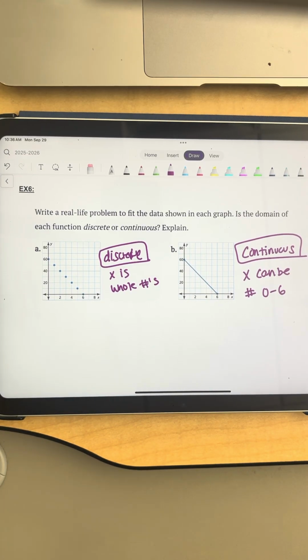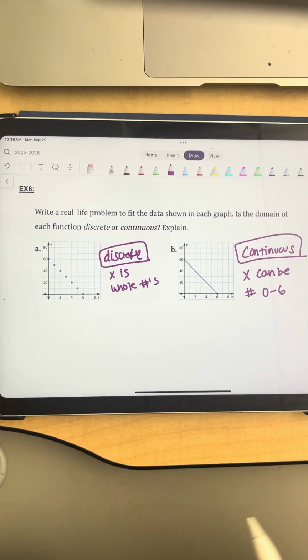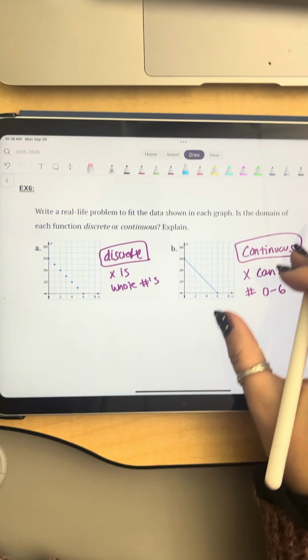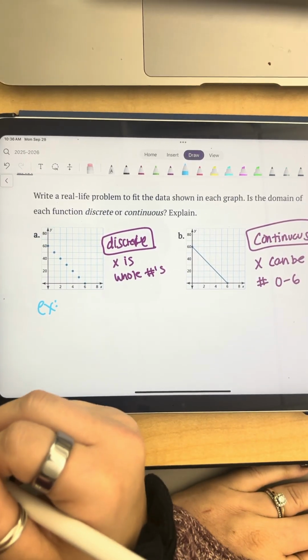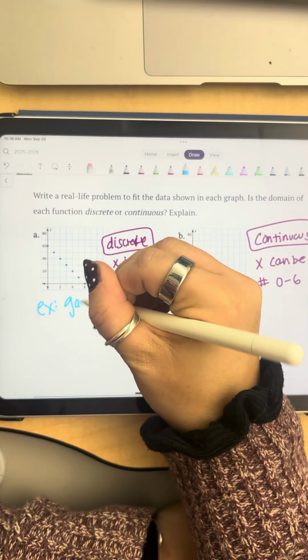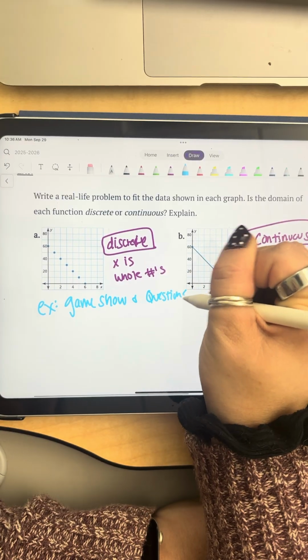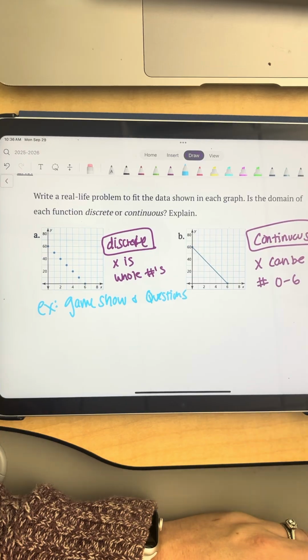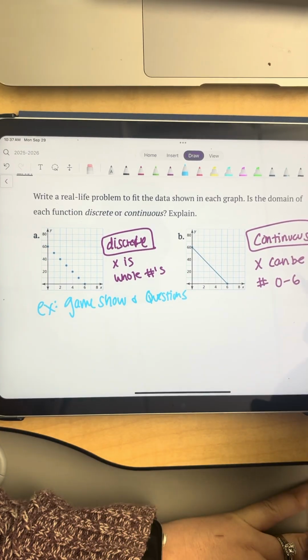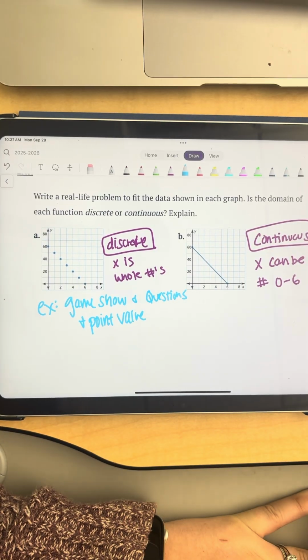Okay, so if we think about what is a real life situation that I would use for both these graphs. So obviously there's not one perfect answer. You can try to think of a couple examples of why this would be discrete or continuous. So I would say maybe a couple examples of discrete, like a game show and questions. Okay, if I was on a game show, I can't be asked like 1.5 questions. I could be asked each question, and these are the point values. So questions and point values. That would be a good example of that one.